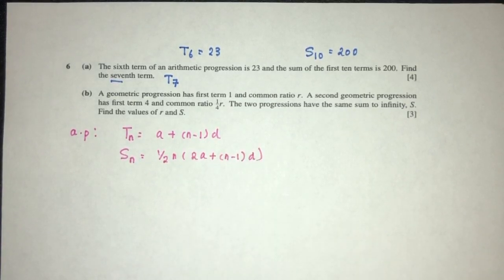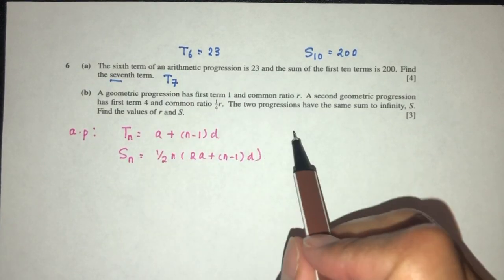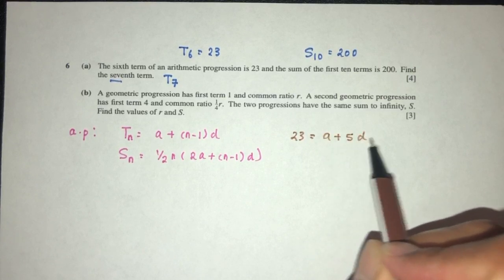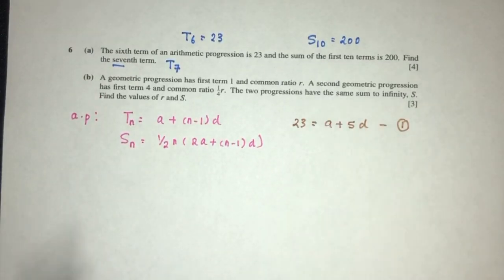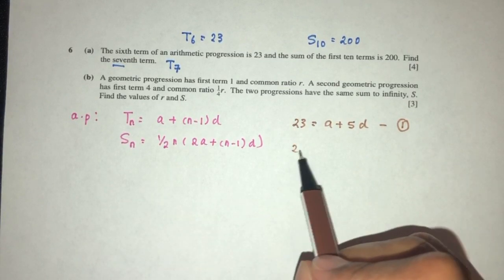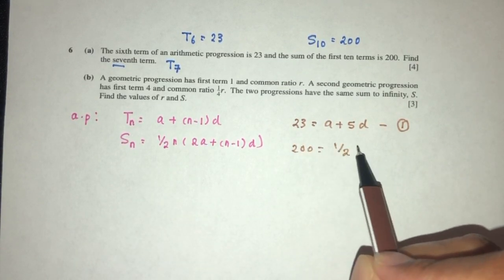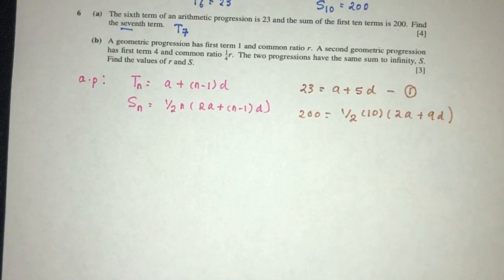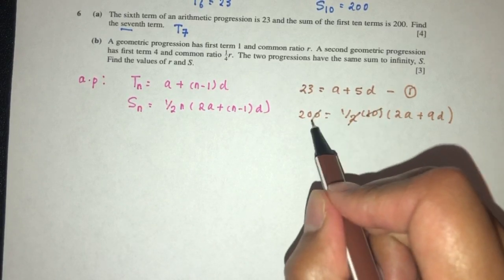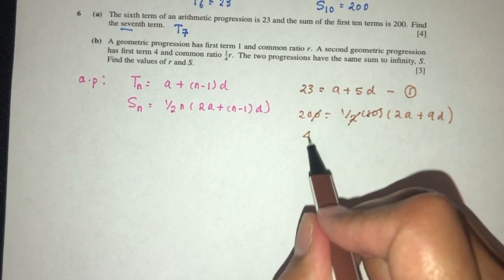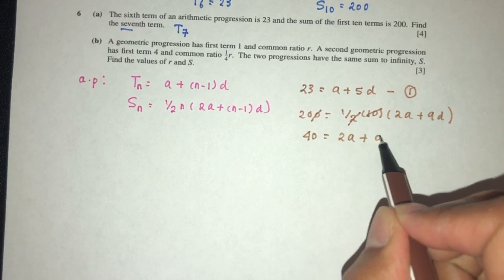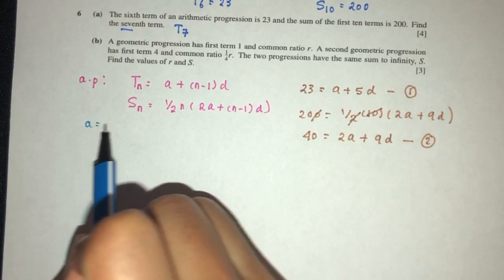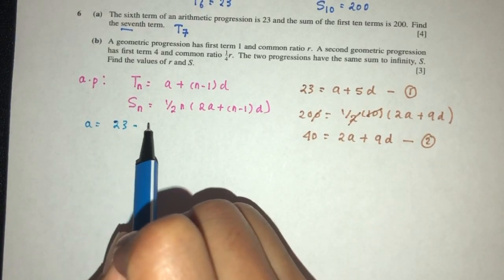So we have to use the two given values and form two equations. First one is this. T of 6 is 23, so 23 will be a plus 6 minus 1, which is 5, times d. Equation number 1. Here we have the sum of the first 10 terms is 200, so that will be 200 equals half of 10 terms, which is 10 here, times 2a plus 9d. Now we can simplify, obviously the 10 goes away, then we have 40 equal to 2a plus 9d. My equation number 2. Now here I can make a the subject, so a will be 23 minus 5d.